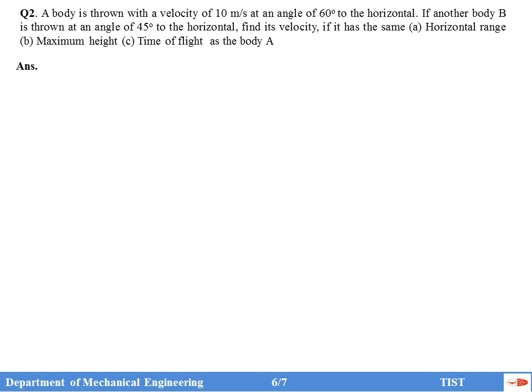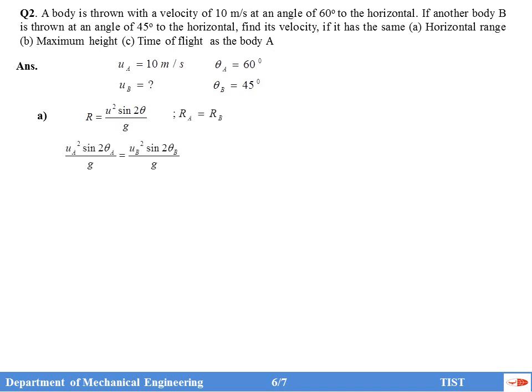Now UA is given, 10. I am putting UA as the initial velocity of A. Theta A is 60 degree. UB you need to find out, and theta B is 45 degree. Okay, now I am taking the case A. Both bodies have same horizontal range. What is the equation for horizontal range? Range is U square sine 2 theta by G. So both bodies have same horizontal range means RA equal to RB, right?